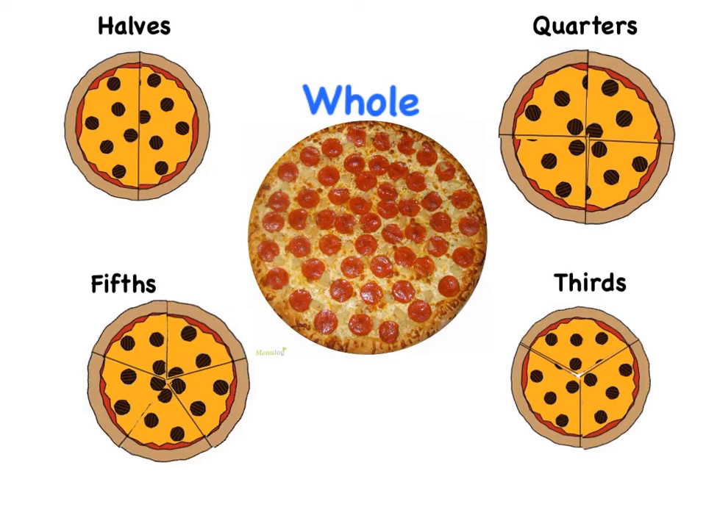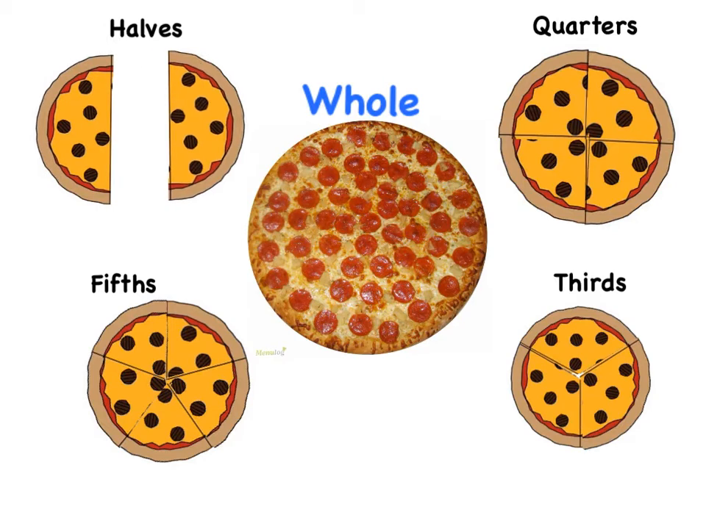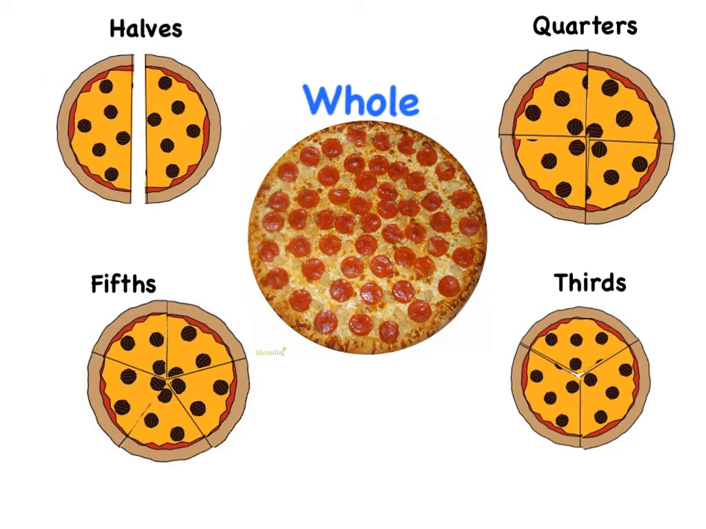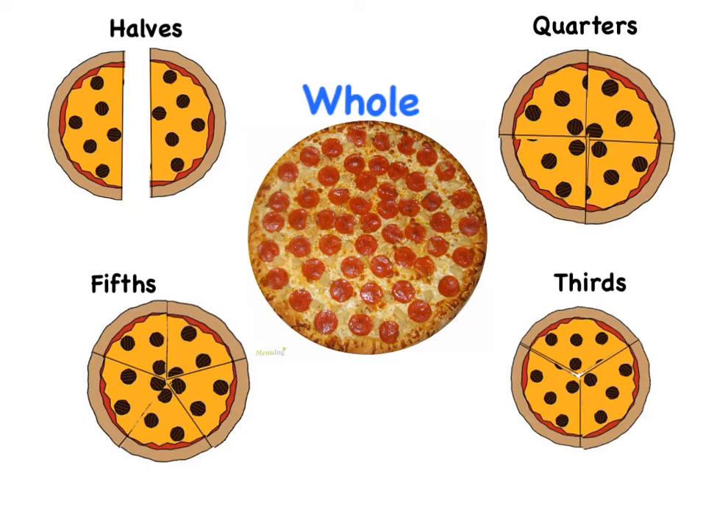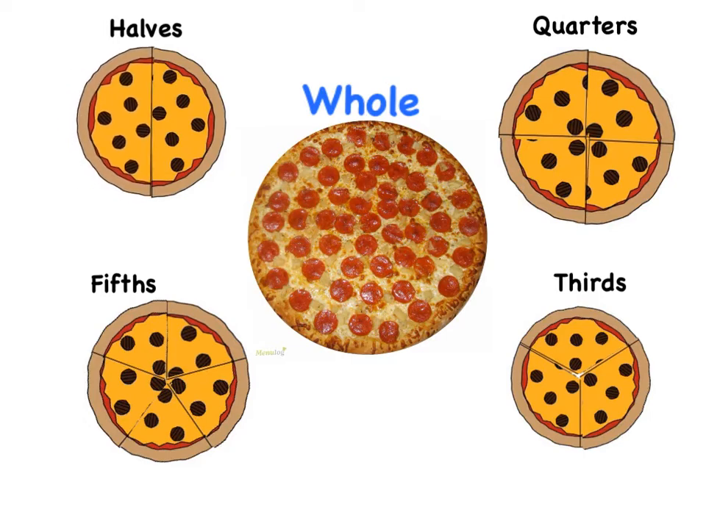So let's look at halves. So here's my pizza that has been cut into halves. That means it's been cut into 2 equal pieces. Okay, so I have 1/2 here. And what multiple is needed to create one whole pizza? A second half. So 2 halves create one whole pizza.